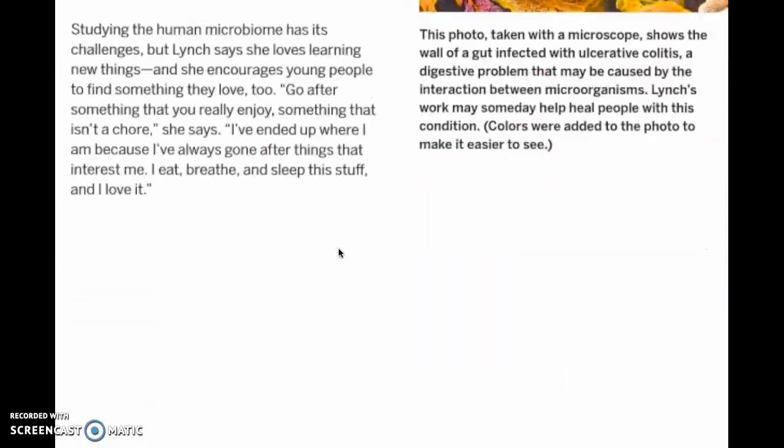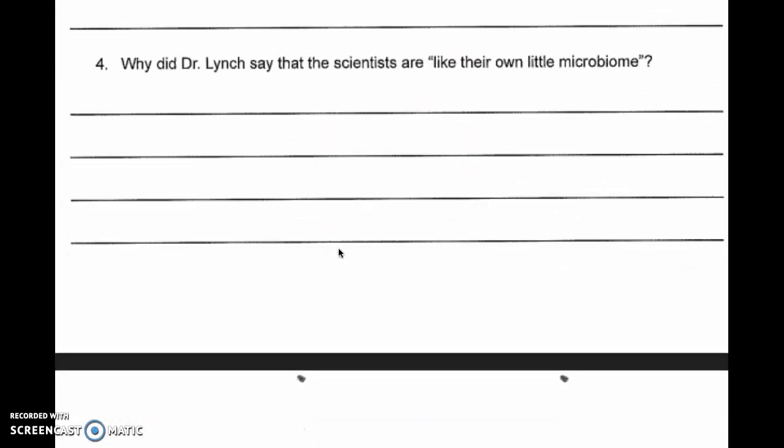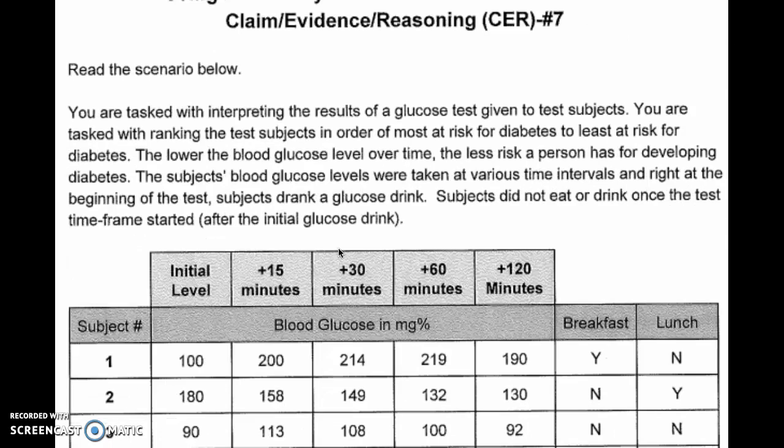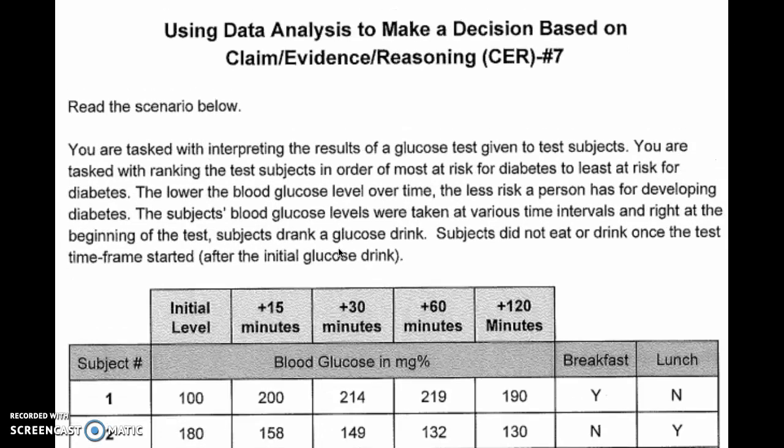Now you may remember in the beginning of the year, we were trying to solve out what was wrong with Elisa. She was feeling tired, she had different symptoms, and we had to look at the data just like doctors are doing all the time to analyze what's going on. So we're going to put on our doctor hats today to be able to solve this CER.